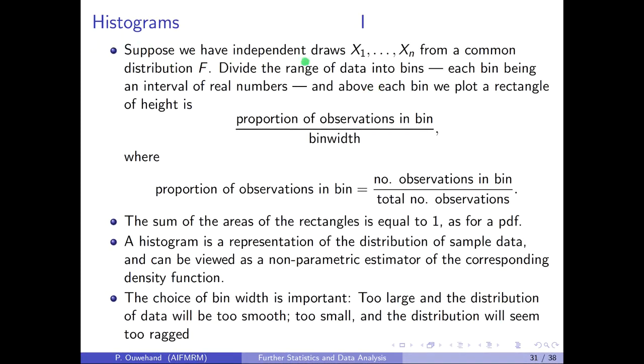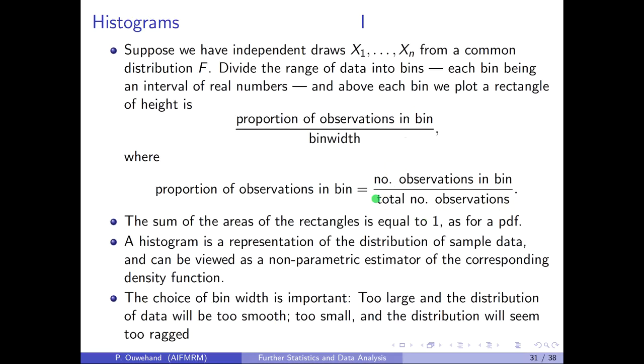Suppose that we have independent draws x1 up to xn from a common distribution f. We can then divide the range of the data into bins, with each bin being an interval of real numbers, and above each bin we can plot a rectangle of height equal to the proportion of observations in the bin divided by the bin width, where the proportion of observations in the bin is simply equal to the number of observations in the bin divided by the total number of observations.